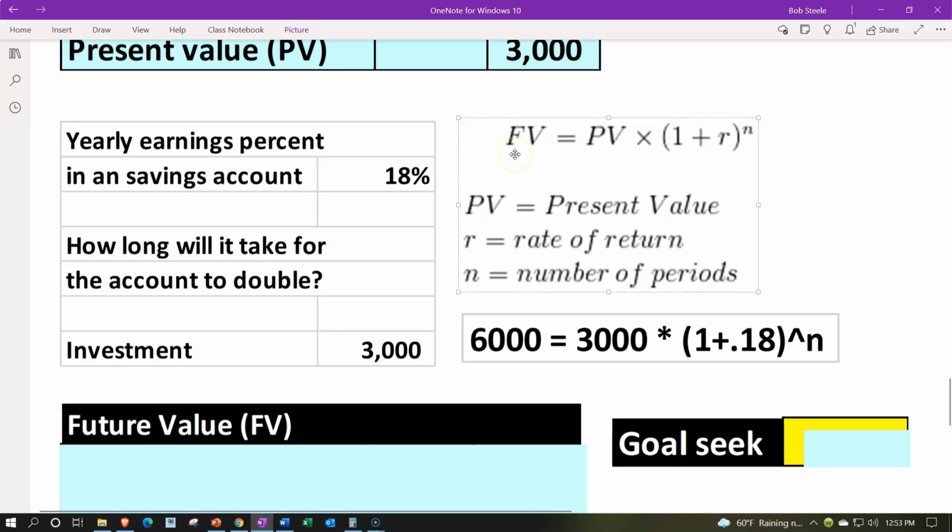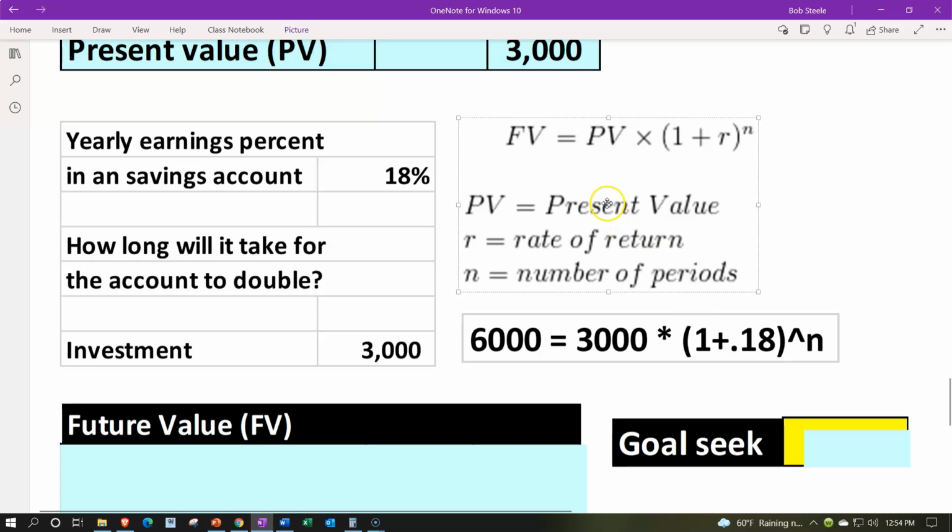In that case, we have the future value, which would be twice the 6,000, the ending point, as the end result, which would be equal to the present value, the starting point in our formula, which would be the 3,000, times 1 plus the rate, which would be the 0.18, to the power of n. Looking something like this down here, 6,000 equals 3,000 times 1 plus 0.18 to the power of n. Then, of course, we can solve for n once again.